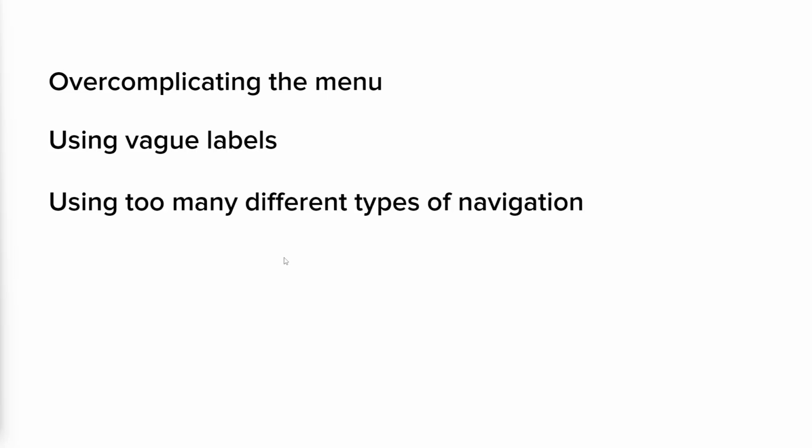You don't want to use any vague labels, so make sure that the labeling in your navigation menu is clear and descriptive. Avoid using vague or generic labels that may confuse users or make it difficult for them to understand where they are on your site. And try not to use too many different types of navigation. As mentioned earlier, there are different types of navigation, but try and stick to one or two types, like drop-down menus or hamburger menu, to avoid confusing users with multiple navigation tools.